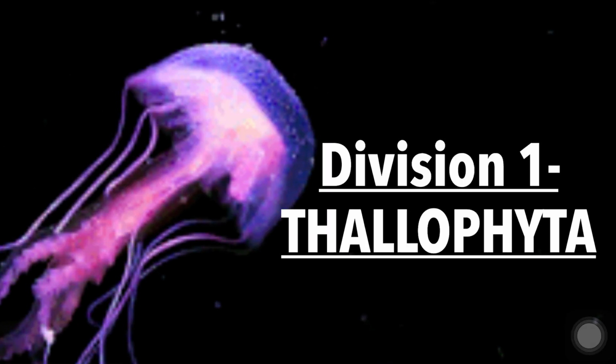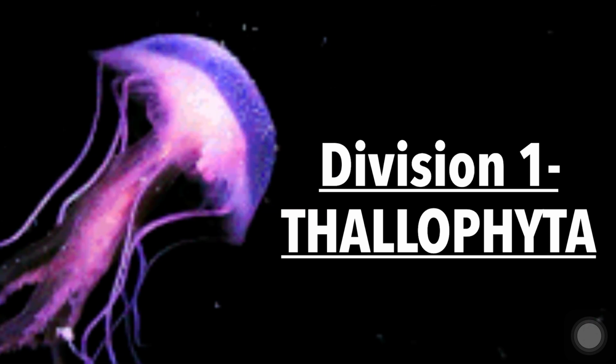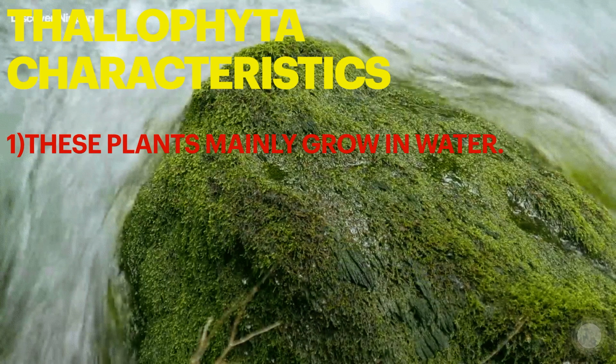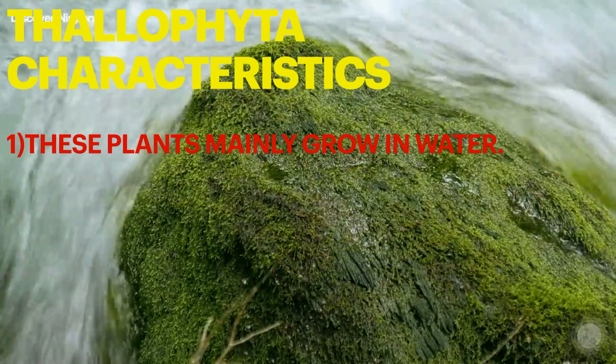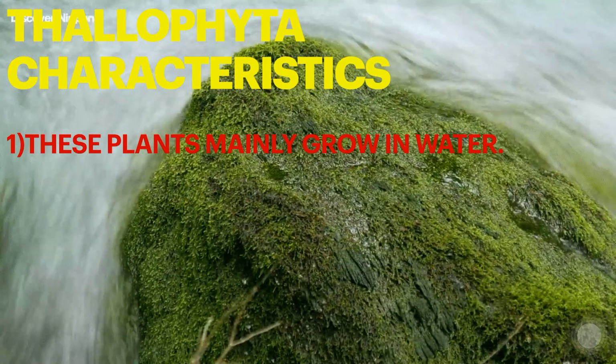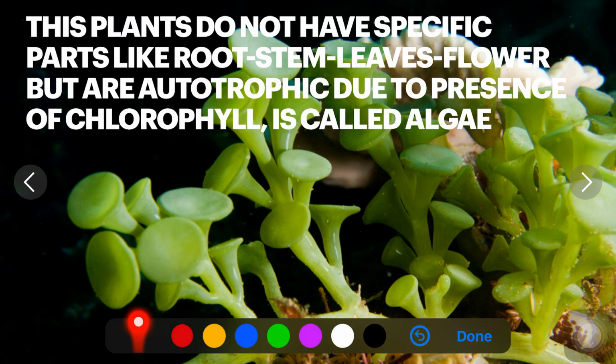Let us talk about the first division of cryptogams, that is Thallophyta. Let us see its characteristics. The first characteristic of Thallophyta plants is that these plants mainly grow in water. Next characteristic is that these Thallophyta do not have specific parts like root, stem, leaves, flowers, but are autotrophic. That is, they can prepare their own food with the help of chlorophyll, and they are called algae.